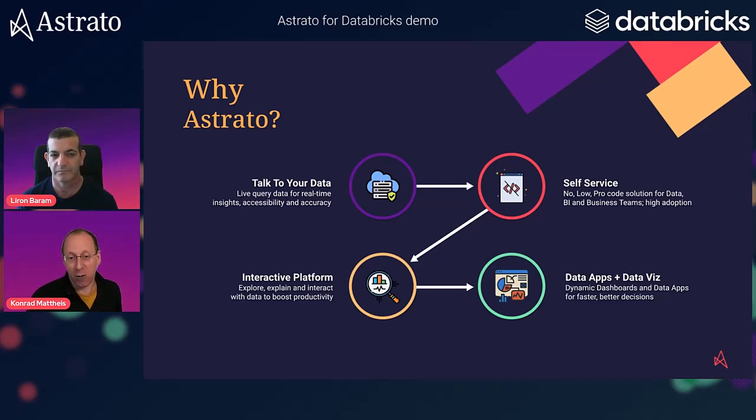The first one is our interactive platform. You can really explore, explain and interact with your data, and you can boost your productivity. I think we are much faster in time to market. You can analyze things if they're ready in your data warehouse: you just connect them to Astrato and build your metadata on top. Again, we are not copying the data, we just have a meta layer on top, and then you can do it.